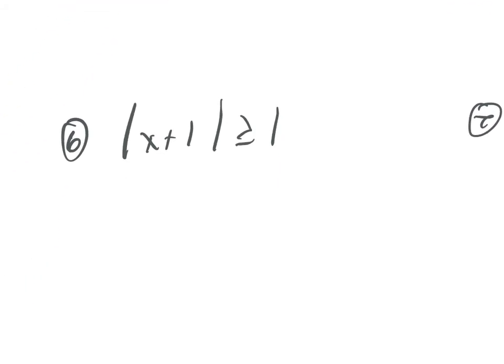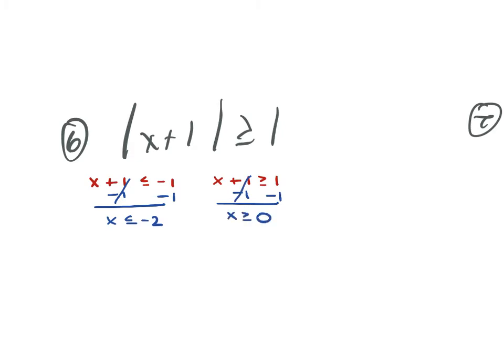For 6, we have the absolute value of x plus 1 is greater than or equal to 1. We can separate this into x plus 1 is less than or equal to negative 1, as well as x plus 1 is greater than or equal to positive 1. We subtract that 1 from each side to get x is less than or equal to negative 2, as well as x is greater than or equal to 0.